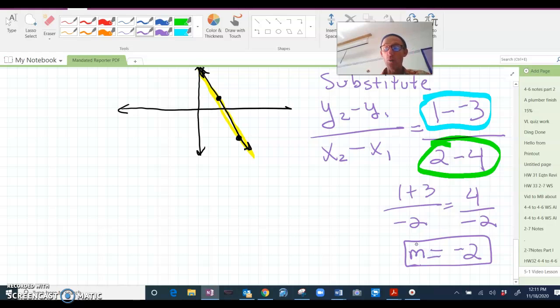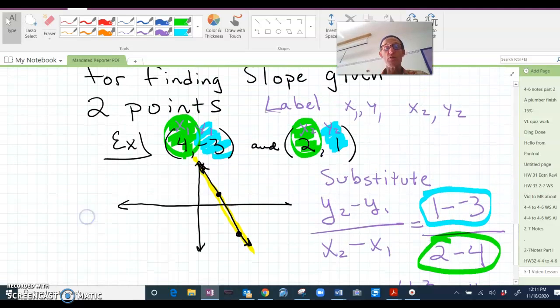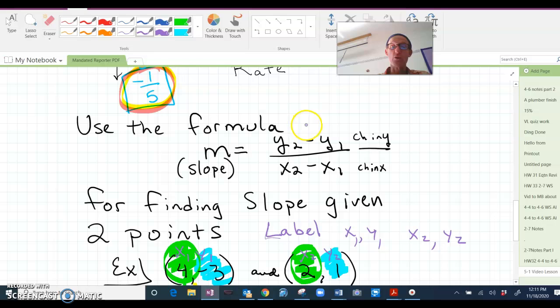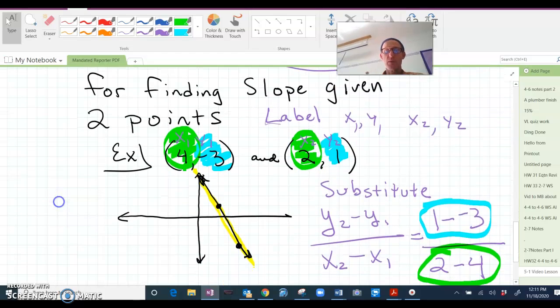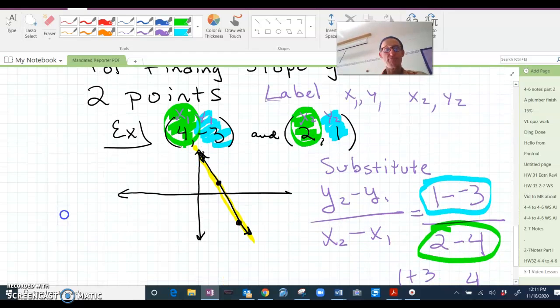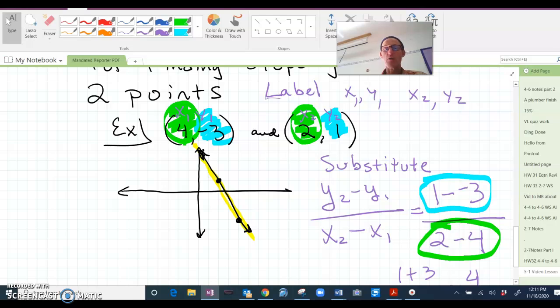So how do you find the slope when you have 2 points? You have to use the formula y2 minus y1 divided by x2 minus x1, and you substitute. Okay? That's your 5-1 notes. Go back and watch it. And take notes and turn it in.